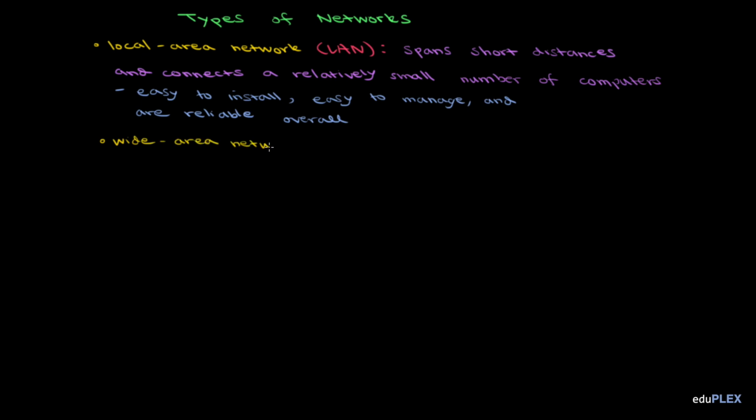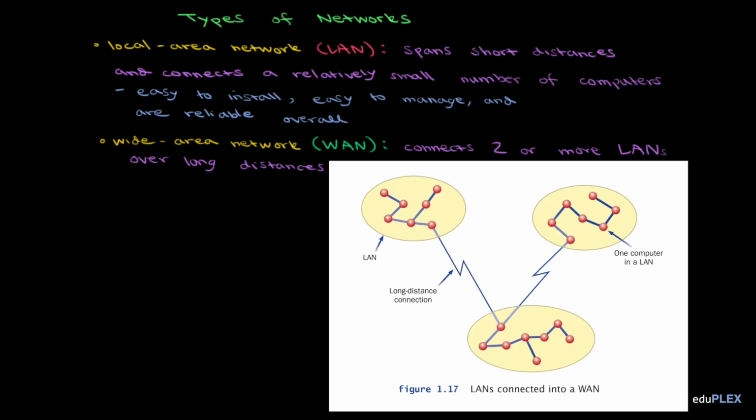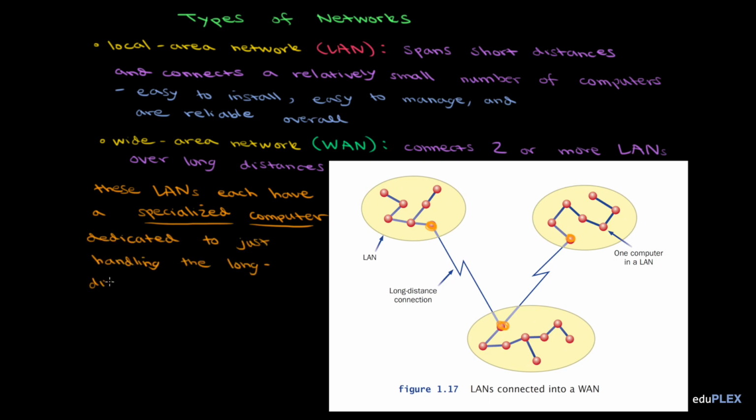A wide area network, or a WAN, connects two or more LANs over long distances. So maybe we'd have something like this, where we have 3 LANs connected to make one WAN. So we have our first LAN over here, our second LAN over here, and our third LAN over here, and they're all connected. And we can see that at these connection points, the LANs each have a specialized computer that's dedicated to just handling the long distance communication. That way the other computers don't have to worry about it, and you don't need every single computer to be able to do long distance communication. They can sort of piggyback off of this specialized one.